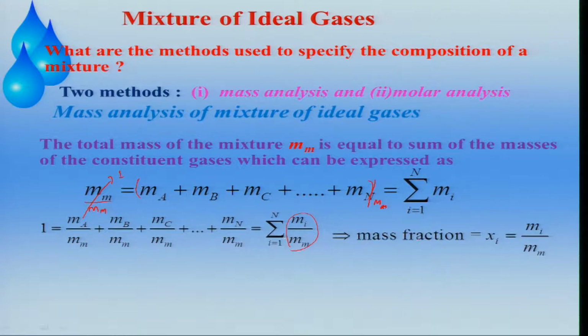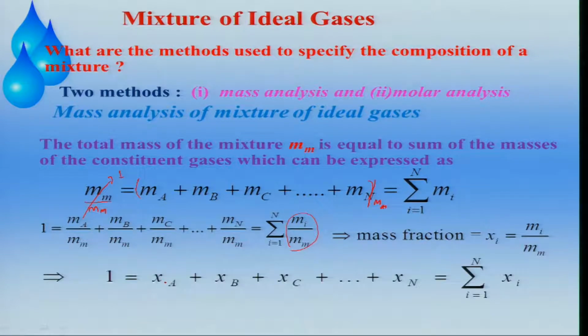So, I can write the mass fraction of the ith species, using a symbol x_i, as x_i equal to m_i divided by m_m. Now, if I use this symbol in the expression, what I get is 1 equal to x_A plus x_B plus x_C up to x_n, the summation of x_i. What it is saying is that the mass fractions of all the species in a mixture add up to 1. This is a very important concept which you will be using several times, and you should keep it in mind.